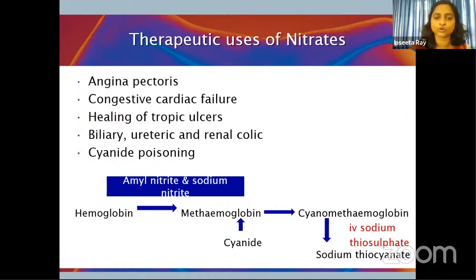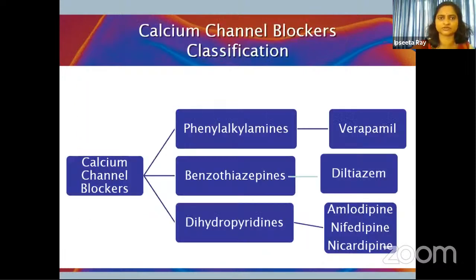They have smooth muscle relaxation properties. So various colic or pain which is because of spasm, biliary, ureteric and renal colic, there also nitrates are effective. Cyanide poisoning: here amyl nitrite and sodium nitrite are indicated for this type of poisoning. These nitrates convert hemoglobin to methemoglobin, and we know that cyanide has a higher affinity for methemoglobin. It forms cyanomethemoglobin, which can be easily excreted when IV sodium thiosulfate is added. So these are the therapeutic uses of nitrates.